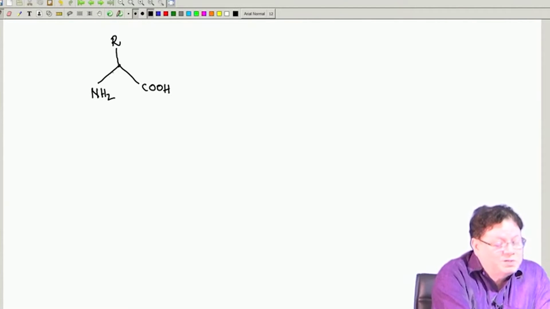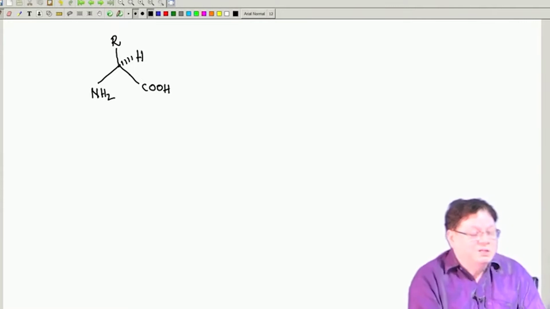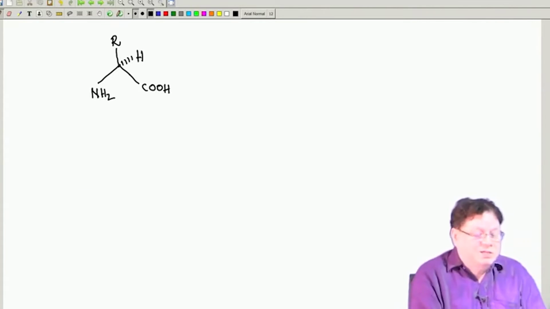You know that in the priority sequence nitrogen takes number 1, the carboxyl takes number 2, and the alkyl group takes number 3, except, again I repeat, in the case of cysteine, where there is a sulfur which alters the sequence. Now, forget about cysteine, consider the other 18 amino acids where these are all S. So, to make it S, the hydrogen has to be alpha. Okay. So, this is the general structure of L amino acid.